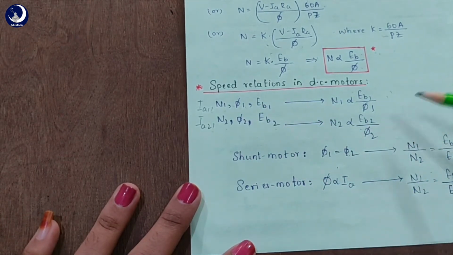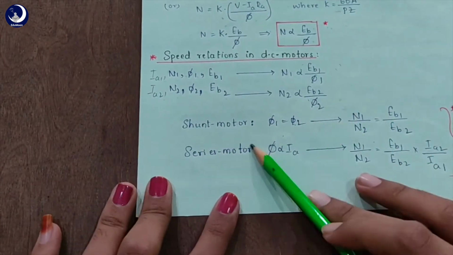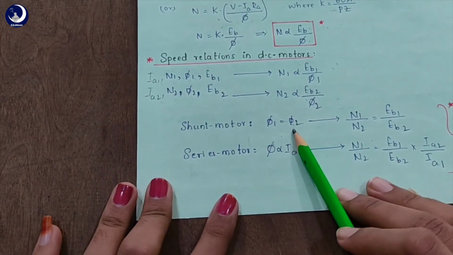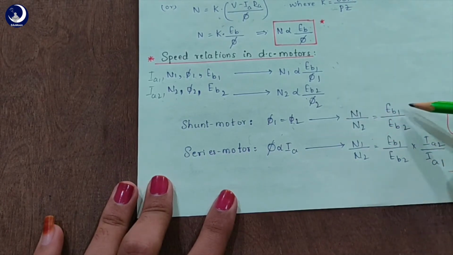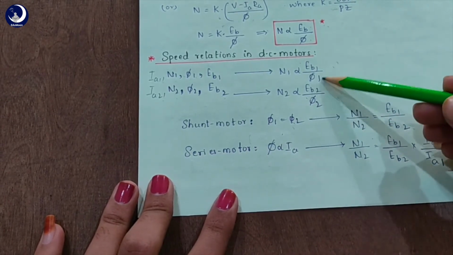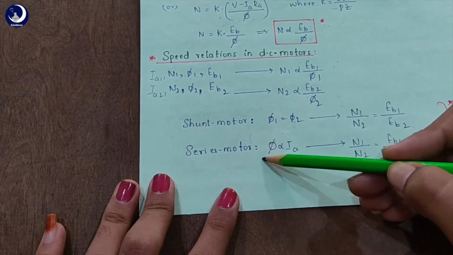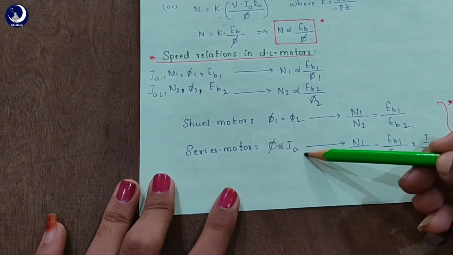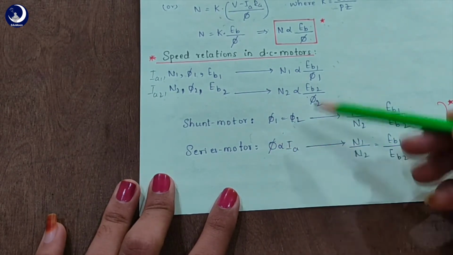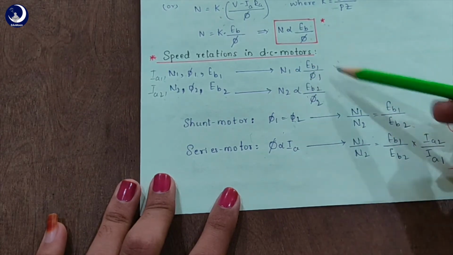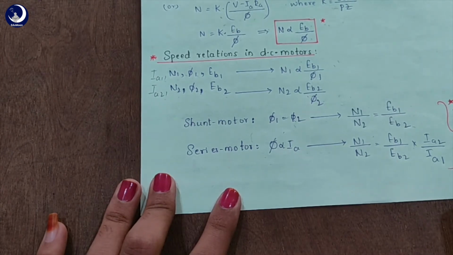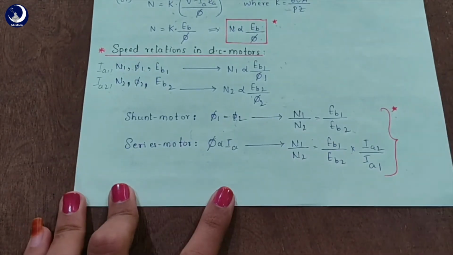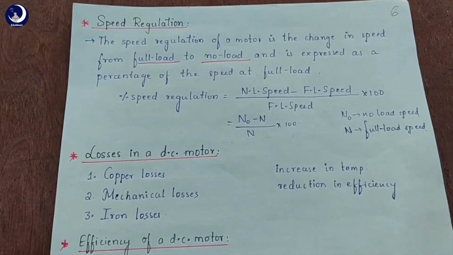Okay. And we also know that in a shunt motor, the flux is practically constant, right? So when we divide these two, that is N1 by N2 equals Eb1 by Eb2, since Φ1 equals Φ2. Whereas in a series motor, the flux is directly proportional to the armature current Ia. So N1 by N2 equals Eb1 by Eb2 into Ia2 by Ia1. So these two relations are also important. So kindly remember that.